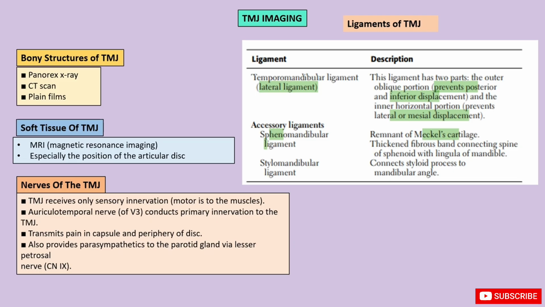The sphenomandibular is a remnant of Meckel's cartilage, and the stylomandibular connects the styloid to the mandibular angle. The sphenomandibular is going to limit the maximum protrusion of your jaw, and the stylomandibular limits the maximum opening of your jaw.